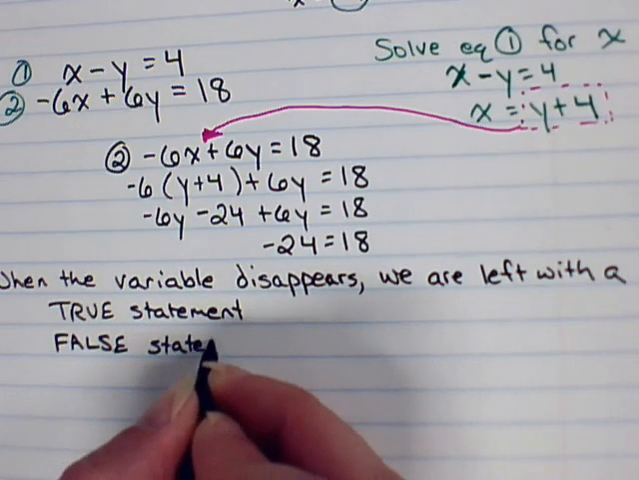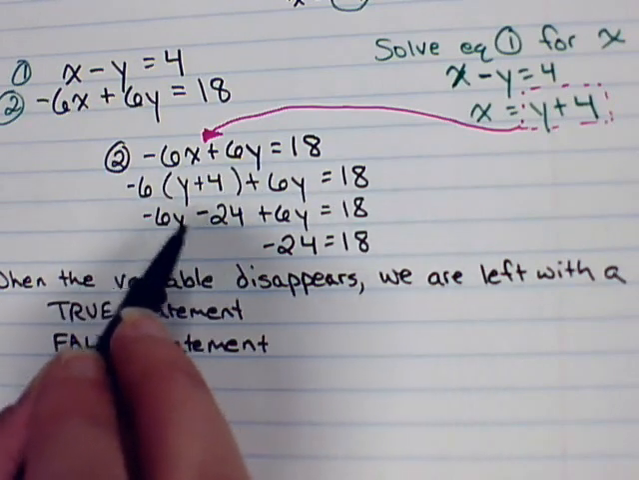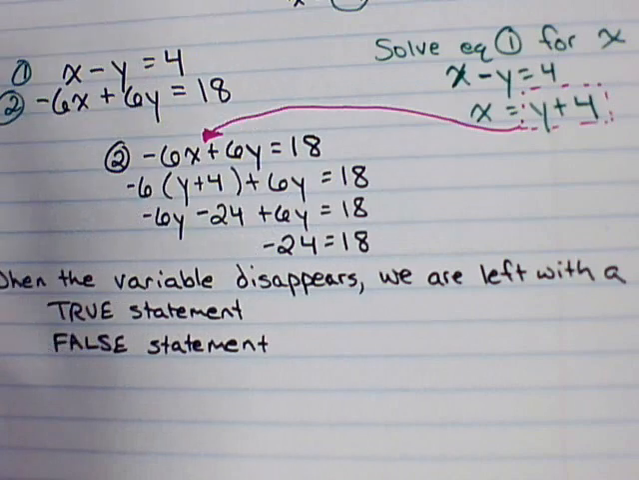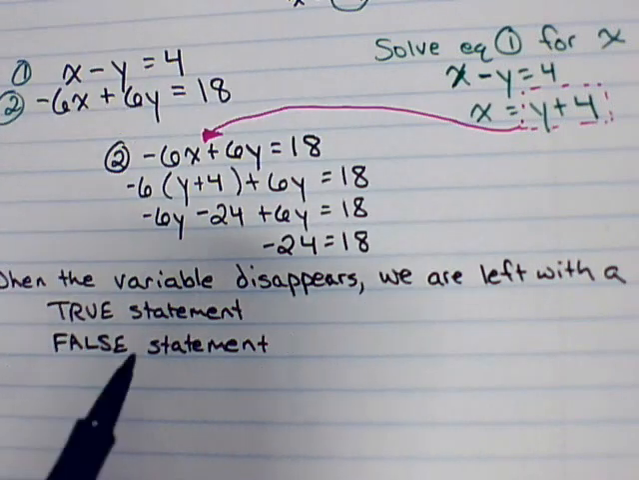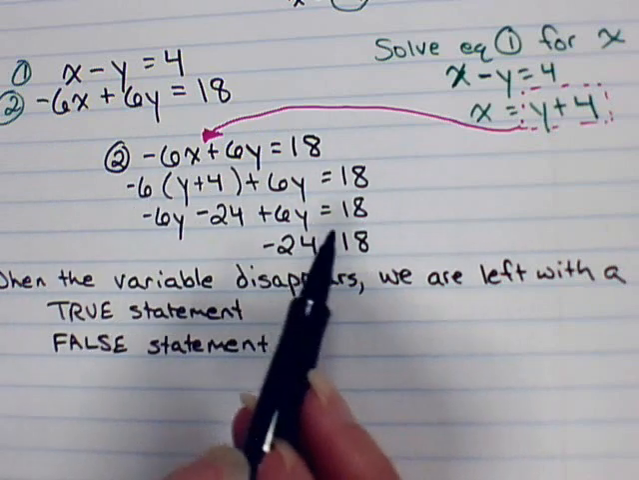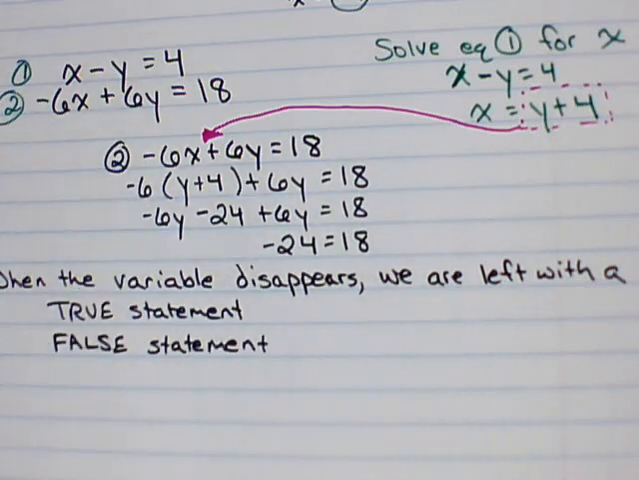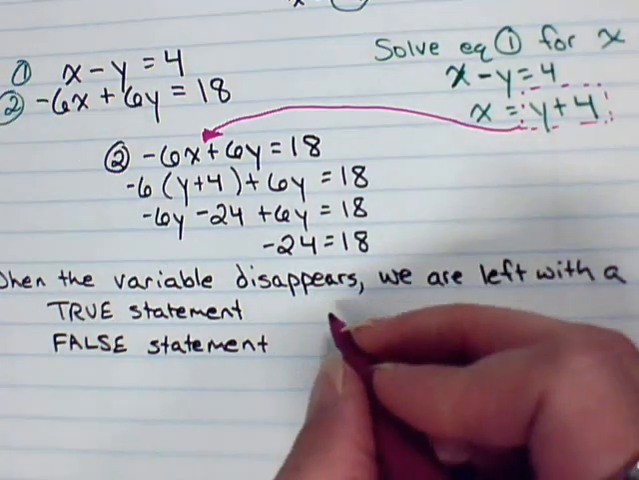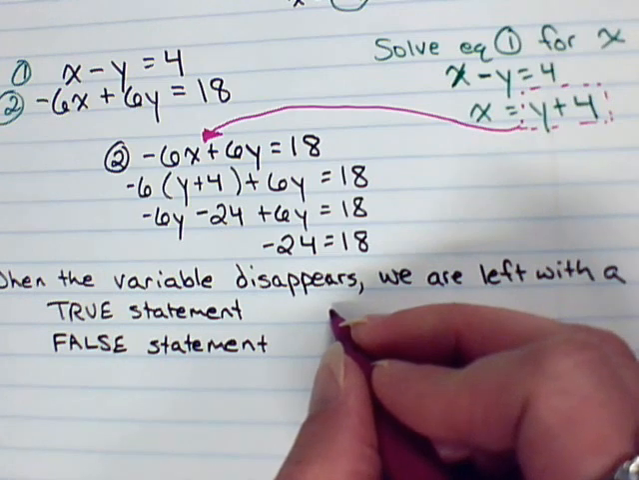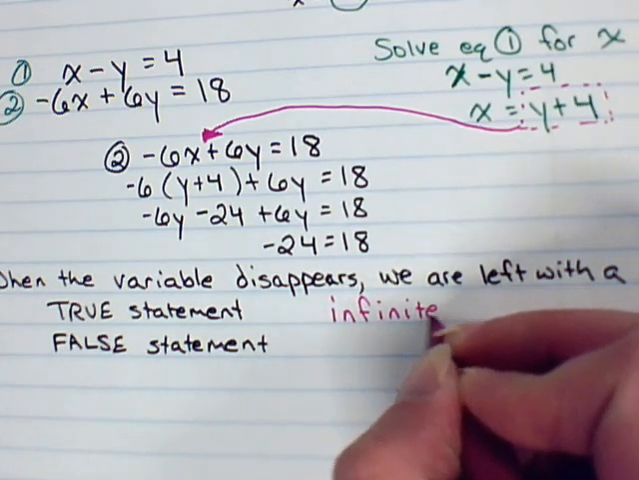If I have a true statement, what that means is no matter what value I plug in for y, I'll always get a true statement out. False statement, I'm saying whatever I plug in, I'll always get a false statement out. Because if it's true, that means it's always true no matter what value you plug in for your variable. If it's always true, that means it doesn't matter what I plug in, so any number will work. That's infinite solutions.